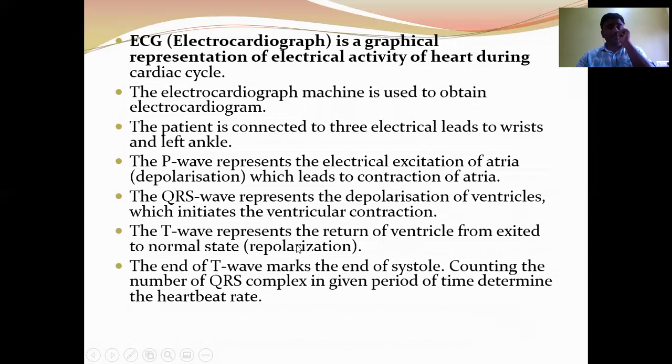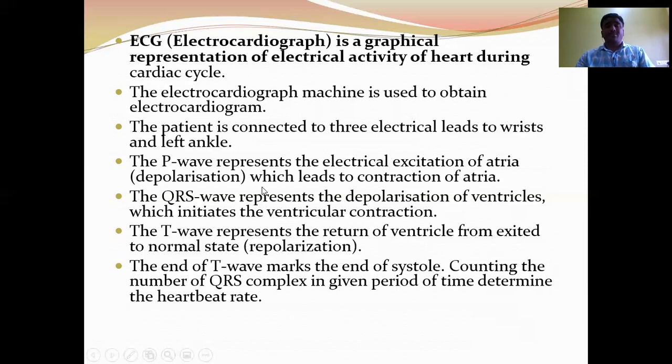Next, ECG is a graphical representation of electrical activity of the heart during the cardiac cycle. The electrocardiograph machine is used to obtain the electrocardiogram. The patient is connected to three electrical leads at the wrists and left ankle.